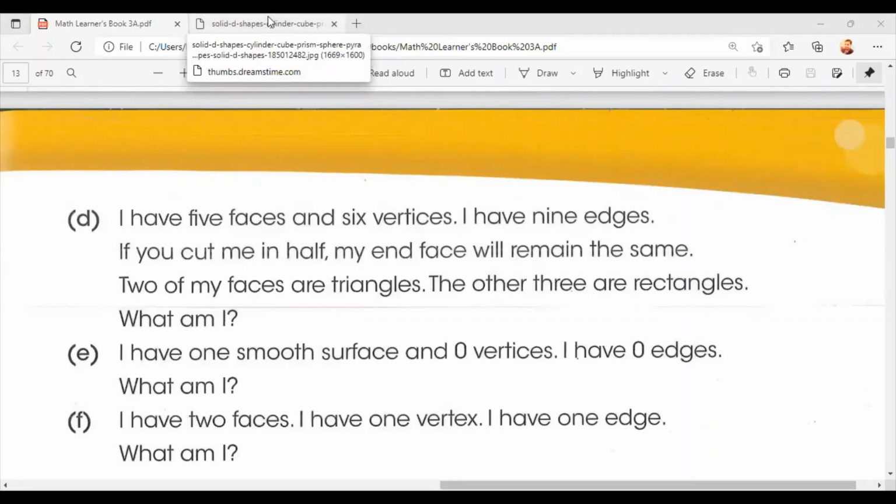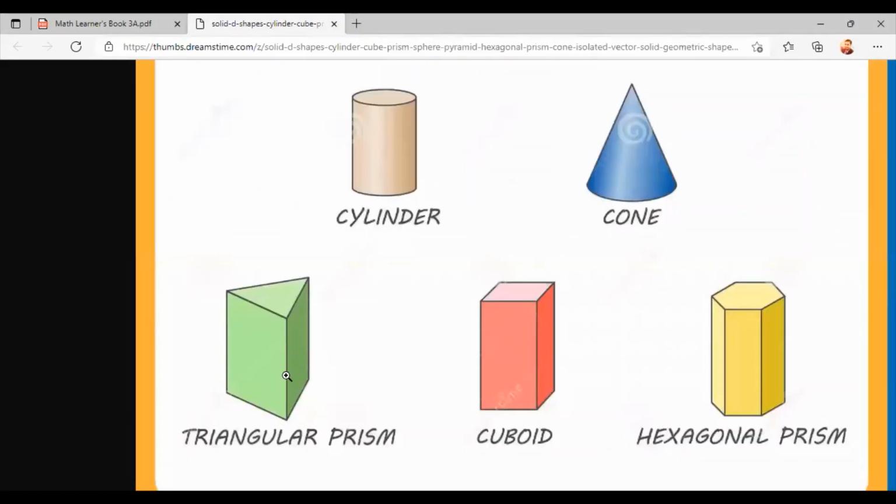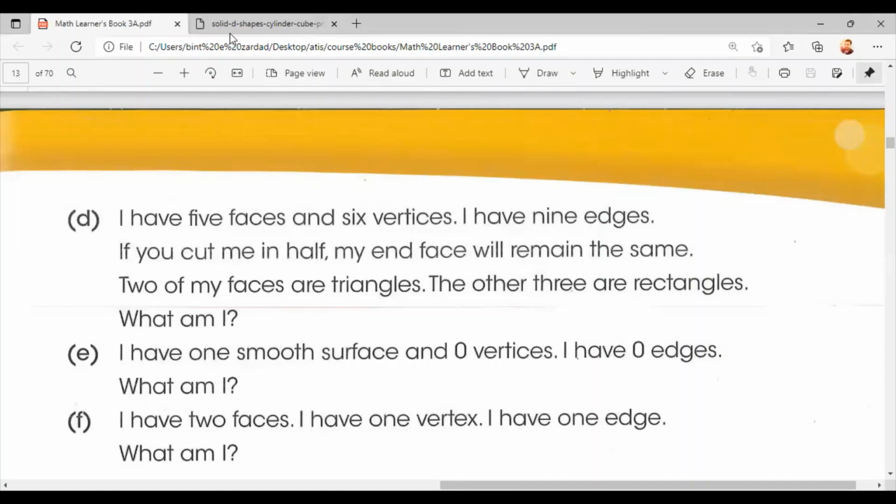I have 5 faces. This one, triangular prism: 1, 2, 3, 1 behind and 1 down, because this is a triangle, same like this down. And rectangular faces: 3, 1, 2, and 1 behind. So 3 faces. So in total 5 faces, 6 vertices and 9 edges. So this is a triangular prism. What am I? I am a triangular prism.